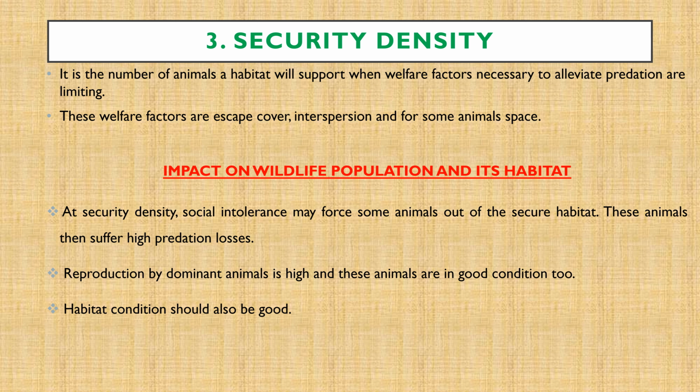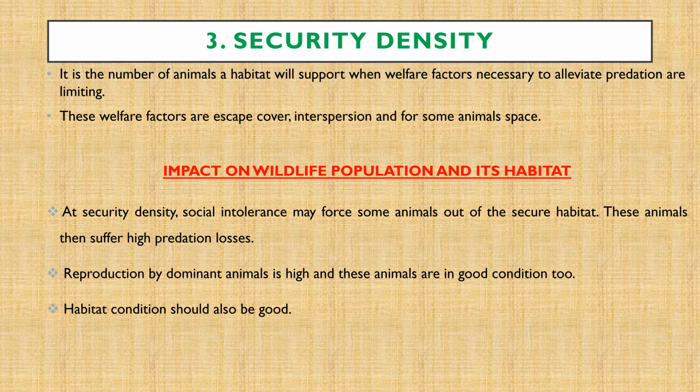The last but not the least tool we look at under ecological carrying capacity is the security density. Security density is the number of animals a habitat will support when welfare factors necessary to alleviate or ease predation are limiting. These welfare factors are escape cover, interspersion, and for some animals it includes space. At security density, there are some impacts that it imposes on the wildlife population and its habitat. So the first impact we look at is at security density.